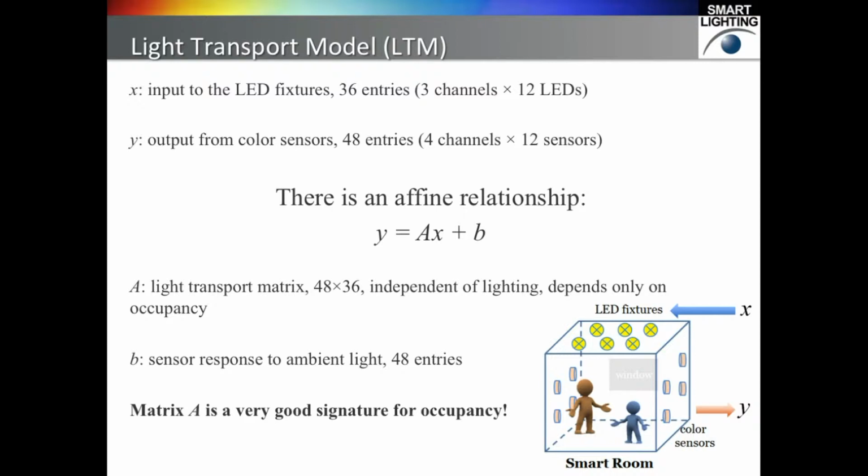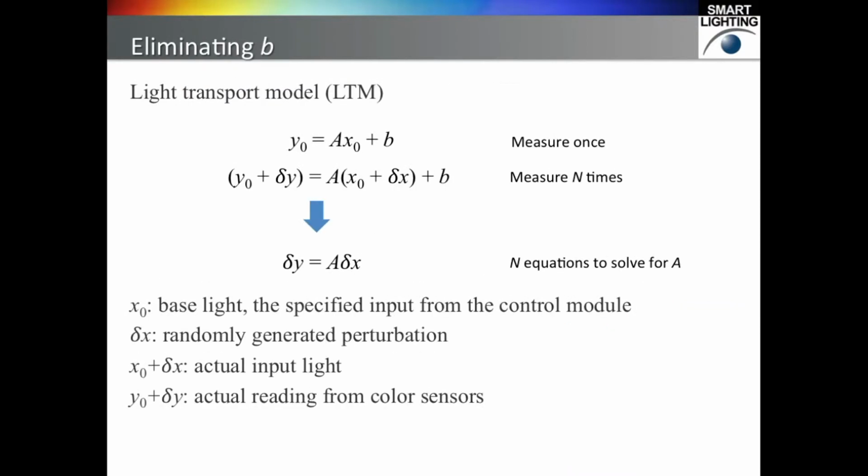Well, if there is one mathematical equation you must know in our work, then this is the one. It is extremely important. The matrix A is called the light transport matrix, and this matrix is independent of the lighting condition. It only relies on the occupancy, thus it is a very good signature of the occupancy. If you are using different fixtures or different sensors, the affine relationship may not be true, but you can always calibrate your fixtures and sensors to make it true, because this equation is from optics and photometry.